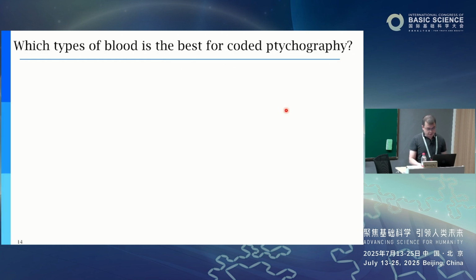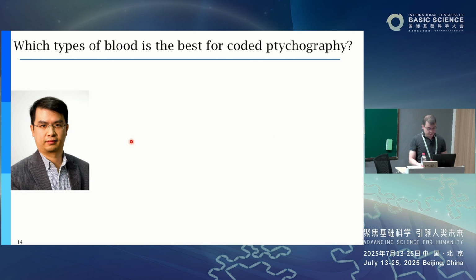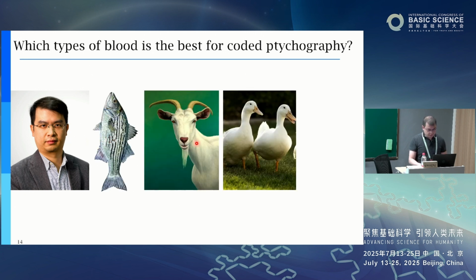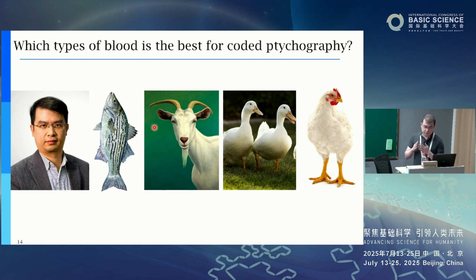The question I have here is, which type of bud is the best for this technology? For example, we can use my bud, human bud, right? We can use fish, goat, duck, and chicken. So which type of bud cells is the best for this device? Any idea? My student uses human buds, right? But do you think other animals can give you better performance, and why?